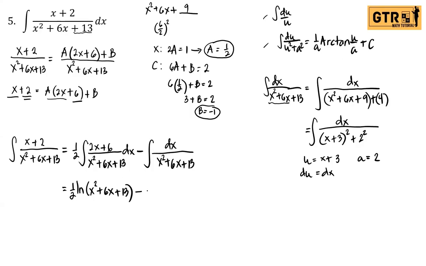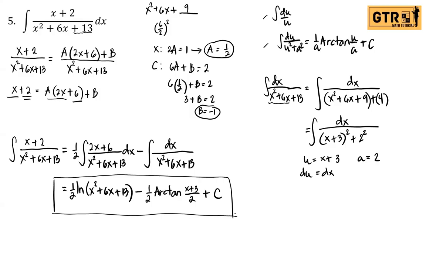So apply the formula, we have 1 over a. Our a is 2. So we have 1 over 2. And then we have arctangent of u over a. So the value of u is x plus 3, over a which is 2. So arctangent of x plus 3 over 2 plus the constant of integration c. So this is now the final answer.